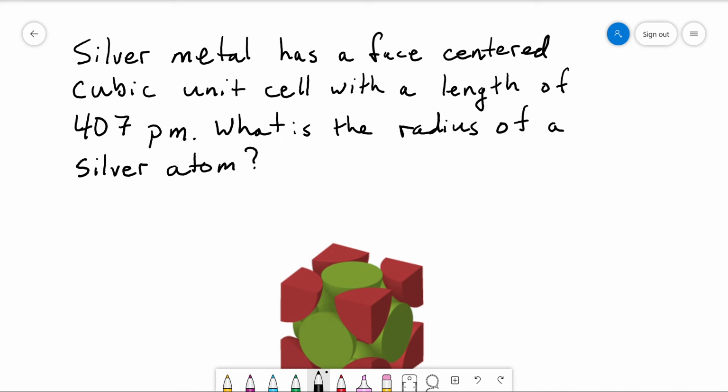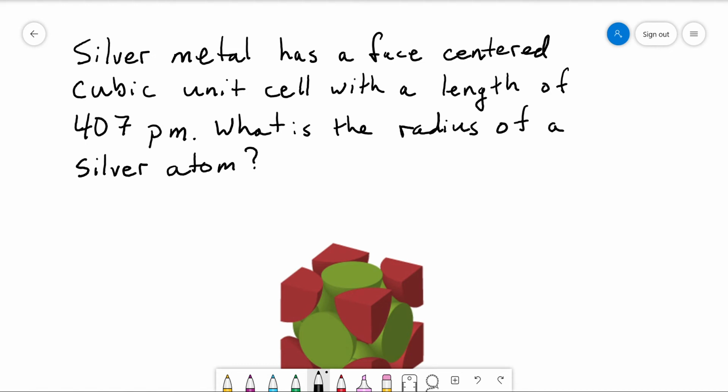Okay, in this video, we are going to do a simple problem. Silver metal has a face-centered cubic unit cell with a length of 407 picometers. What is the radius of a silver atom?